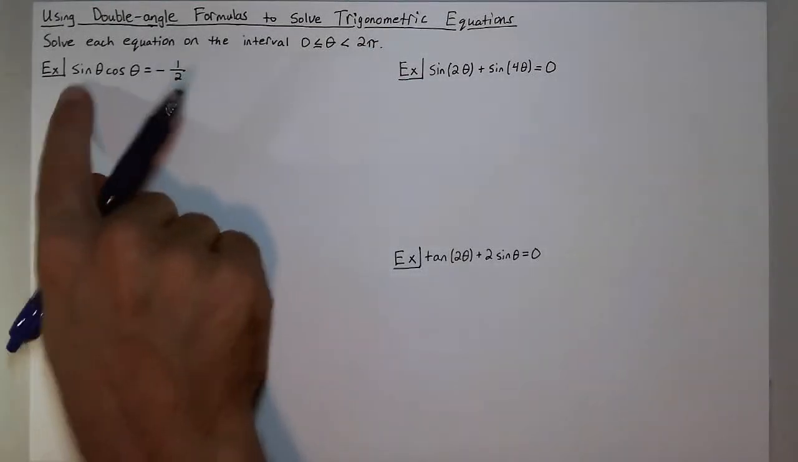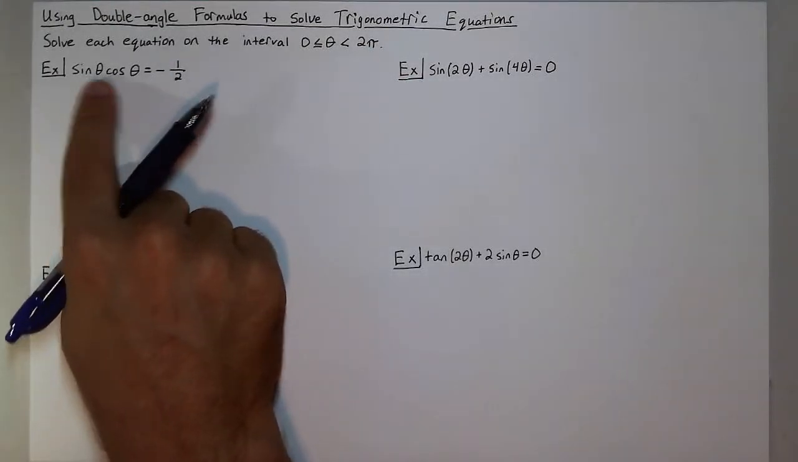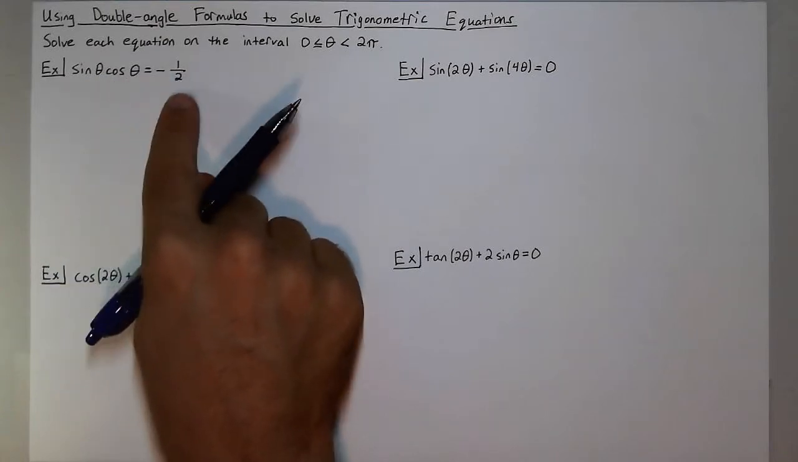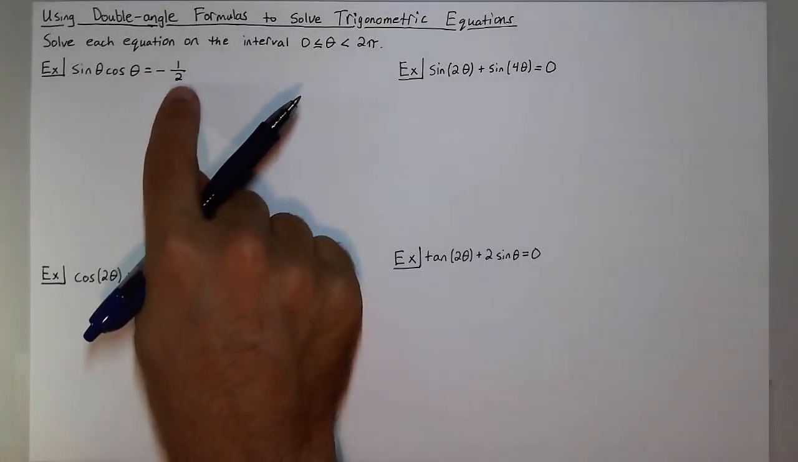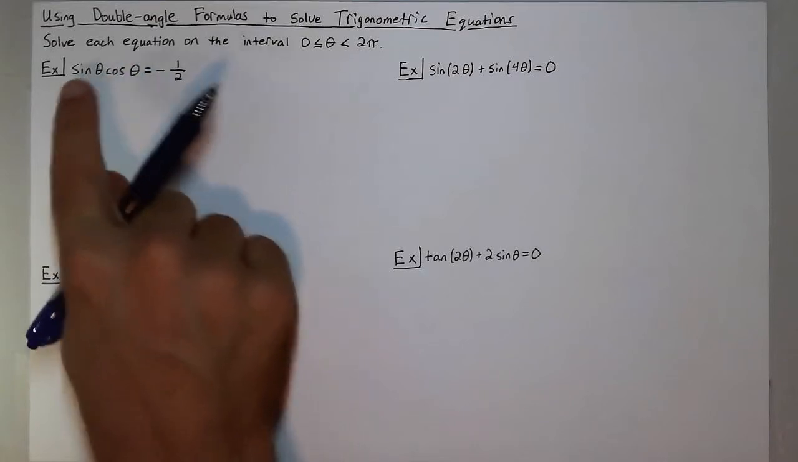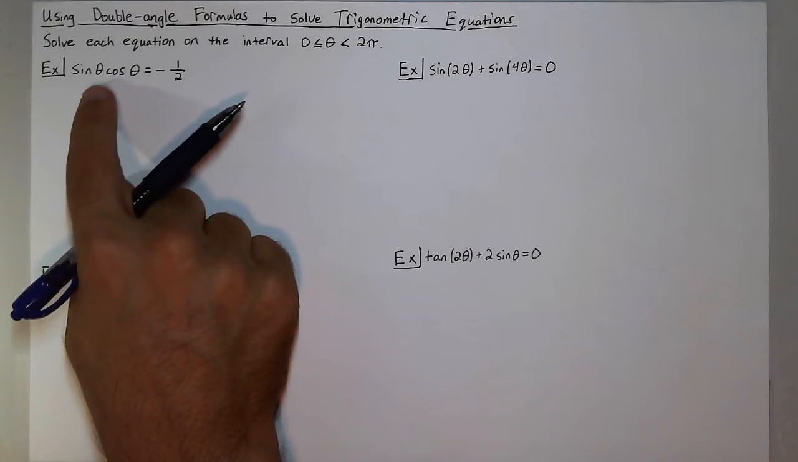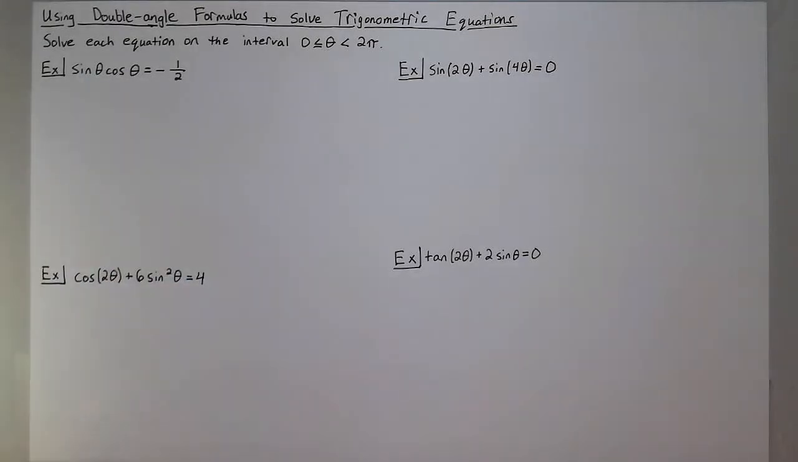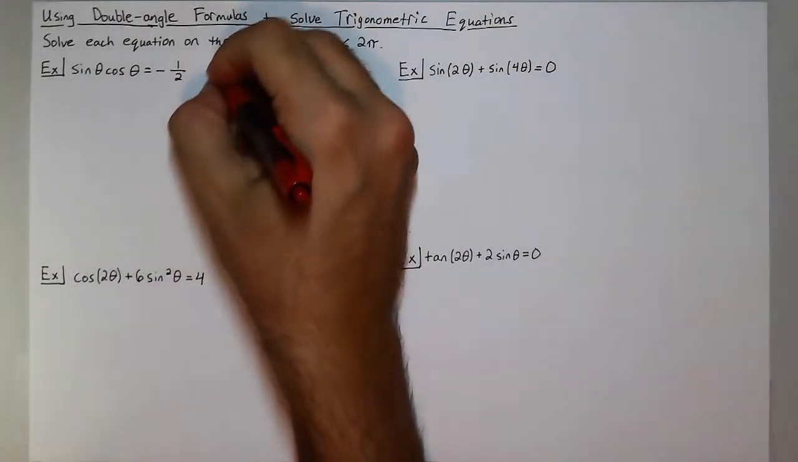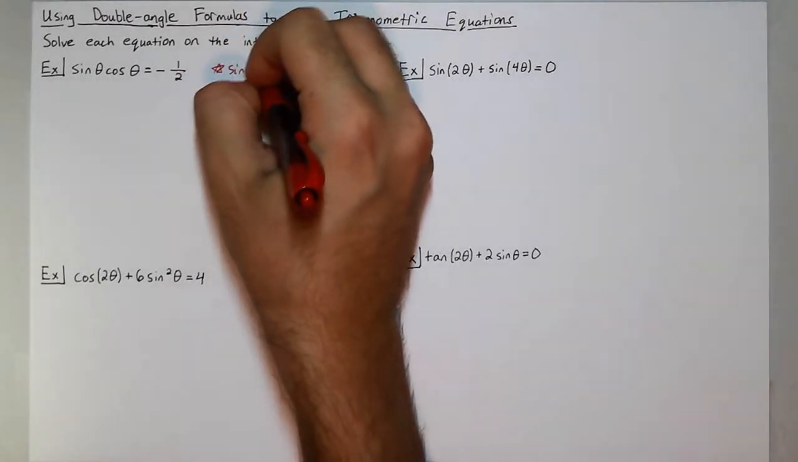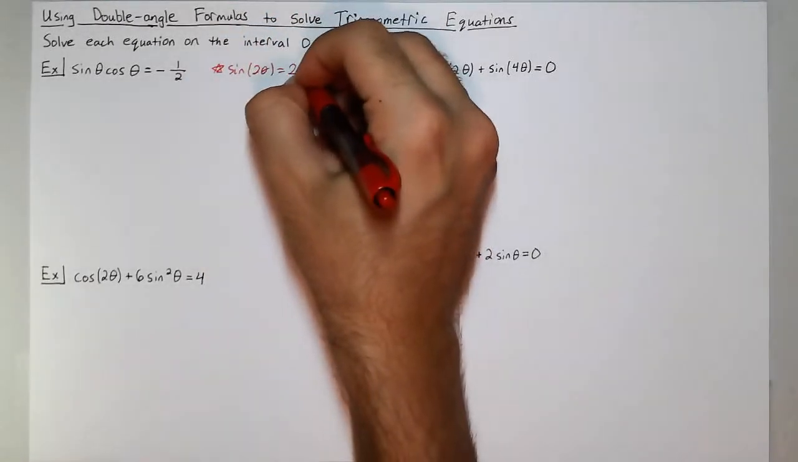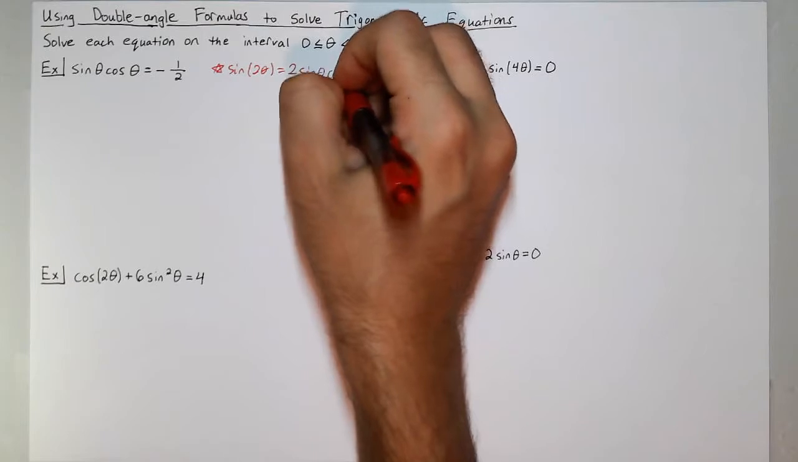So first, I have sine of theta times cosine of theta is equal to negative 1/2. Now if this was equal to 0, this would be an easy equation to solve because we can set each factor equal to 0, but it's not. But what this does look dangerously close to is the double angle formula for sine, which is sine of 2 theta is equal to 2 sine theta times cosine of theta.